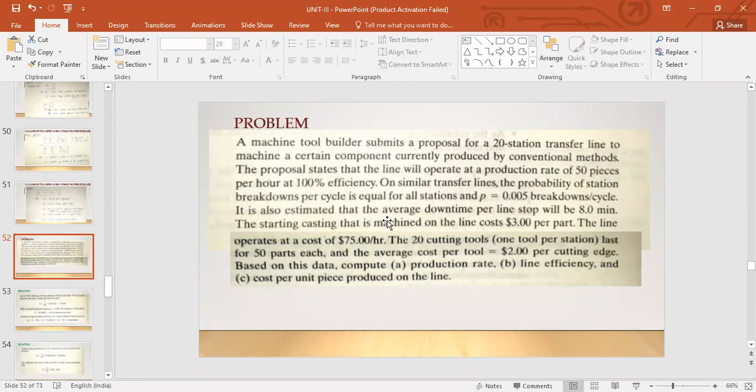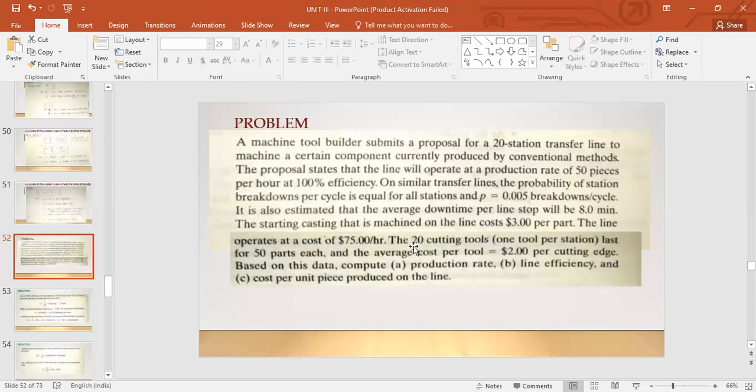It is also estimated that the average downtime per line stop will be 8 minutes. Average downtime, TD, right? 8 minutes for every line stop. If the line is stopping, then the average downtime to start it again is basically 8 minutes repair time. The starting casting that is machined on the line costs $3 per part. That is basically the raw material, isn't it? The line operates at a cost of $75 per hour.